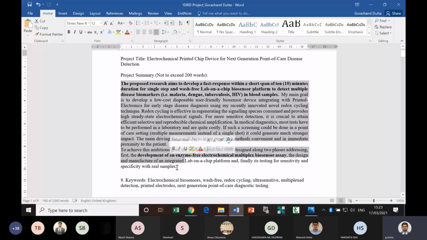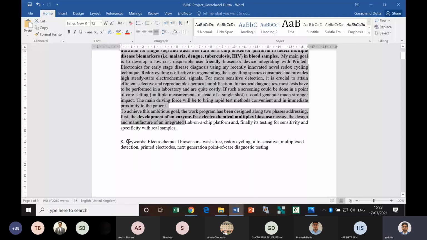Then you have to write some keywords. Keywords means the main things, like Harshita mentioned, she wanted to work on sensing and imaging. So keywords will be the main ones, like electrochemical sensing, imaging. In this case: electrochemical biosensor, wash-free, because we are going to use a wash-free method, a redox cycling amplification method, an ultra-sensitive method, and multiplex detection definitely. We'll use printed electrodes, and this will be used for next generation point of diagnosis. So this point will be covered, right? That's why you have to mention this kind of key points.